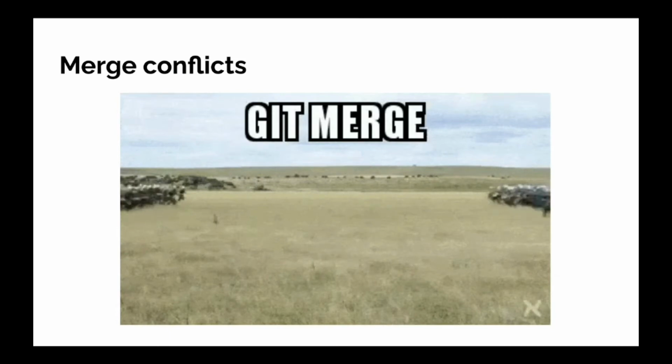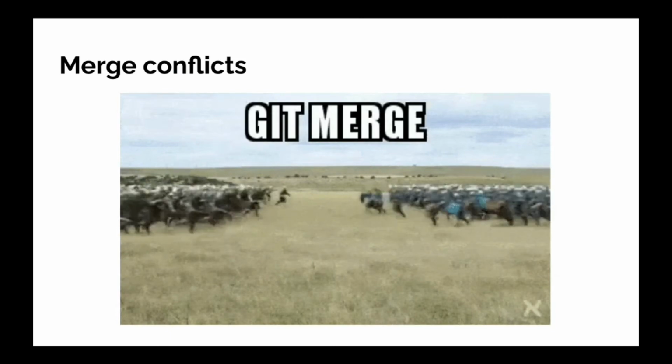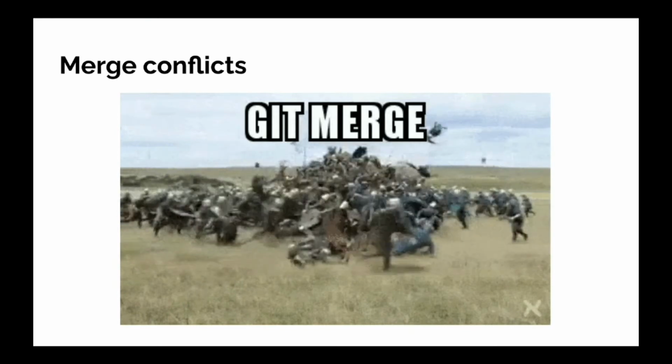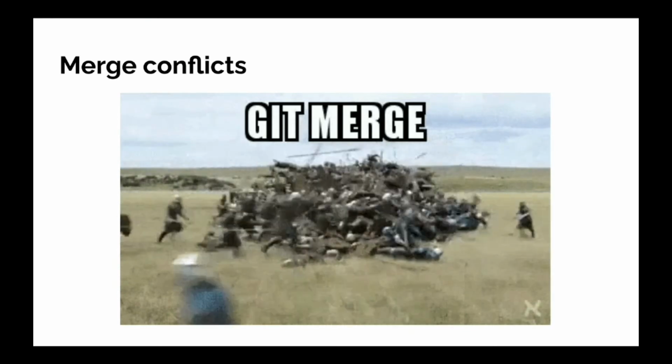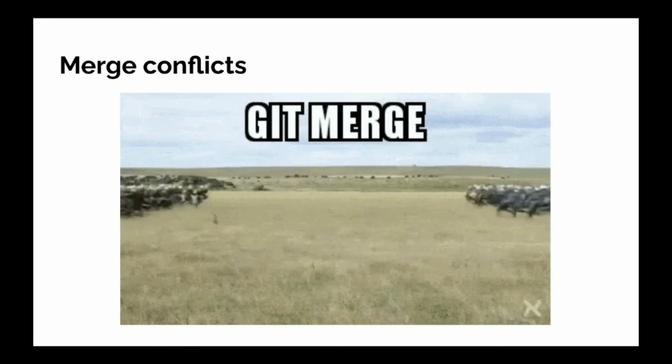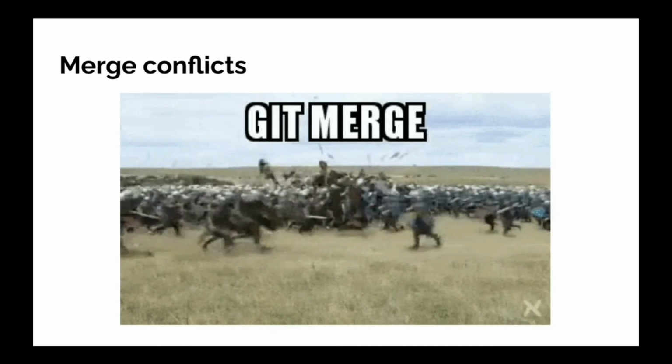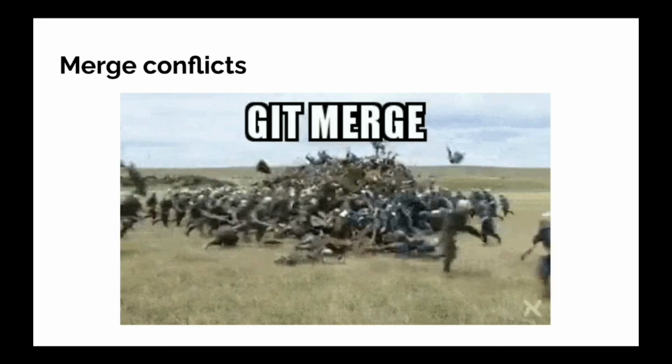So Git merge sometimes looks more like this, where it's a little bit more complicated. This is called a merge conflict. When it doesn't know what to do with the code, it leaves both of them in, and it tells you that it's left it in.